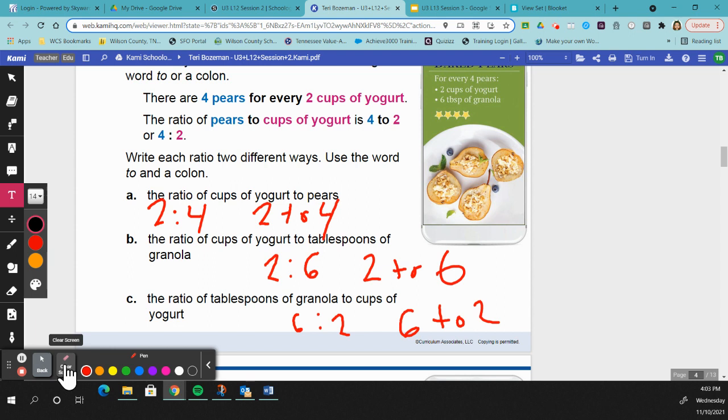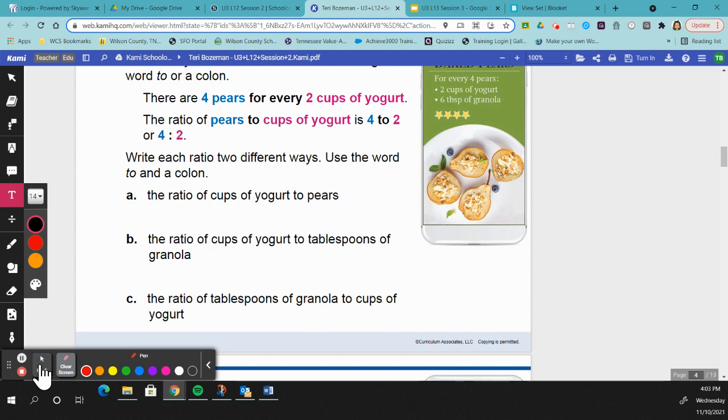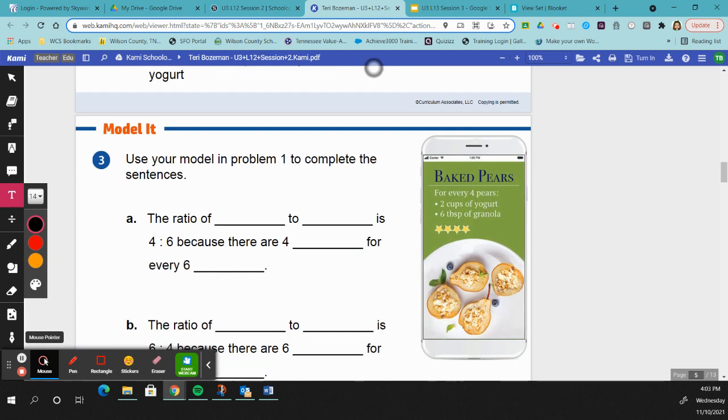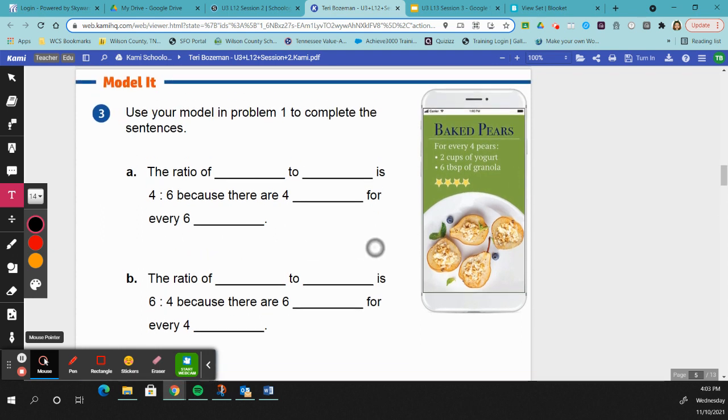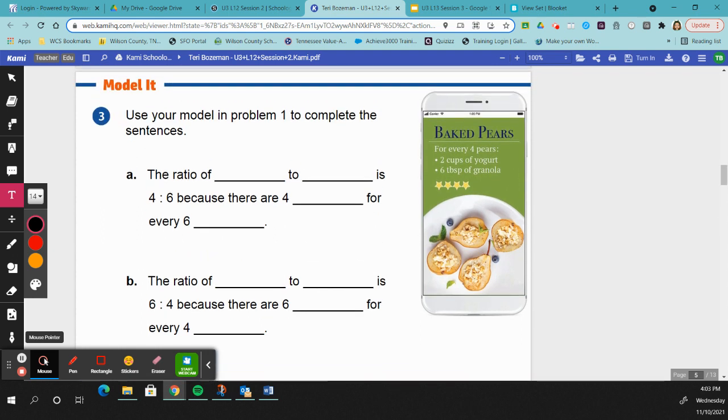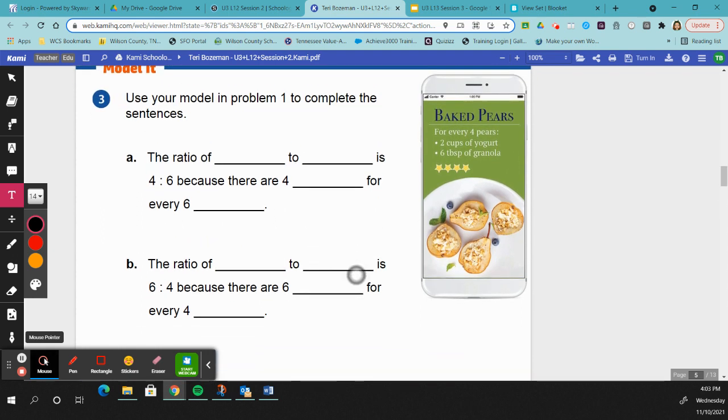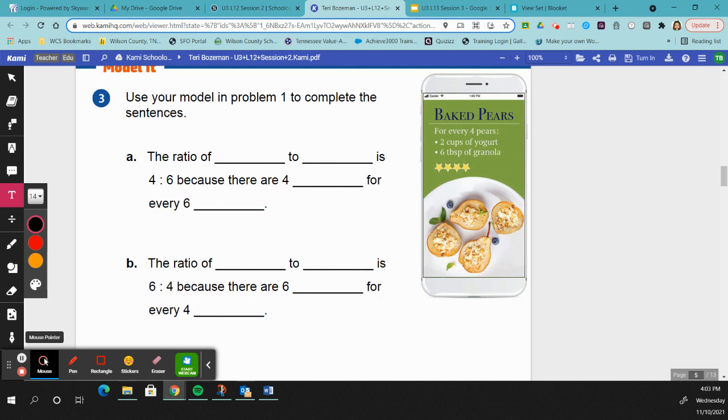All right. So if at any point, remember during a video, you can always pause and work through things on your own, or fast forward or rewind as much as needed. So please remember to do that as we're going along here. All right. Number 3, use the model in problem 1 to complete the sentences. So based on our recipe, we need to complete these. The ratio of blank to blank is 4 to 6. Well, there's 4 pears, so it's pears.